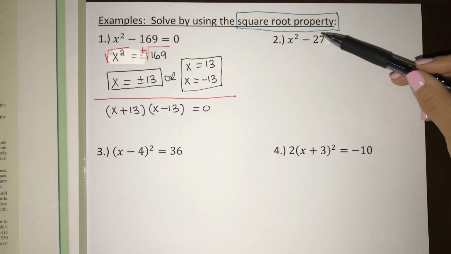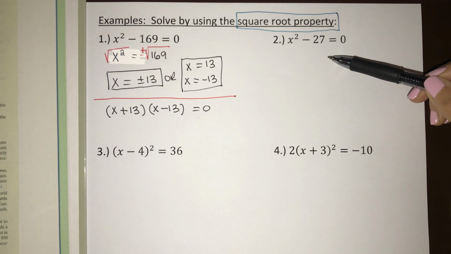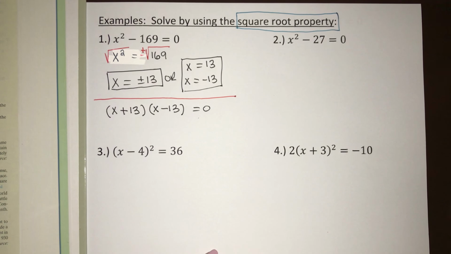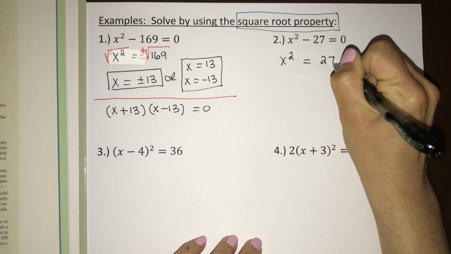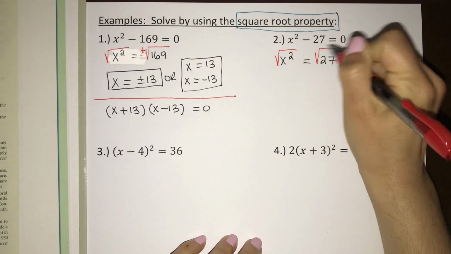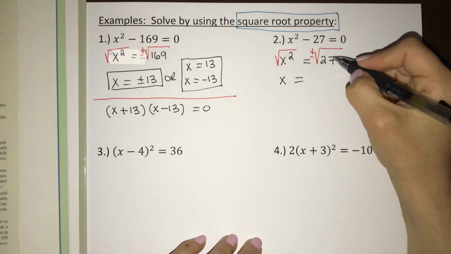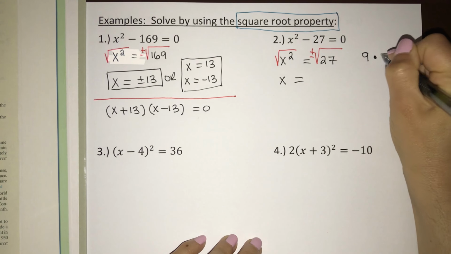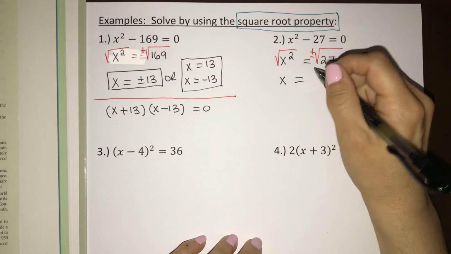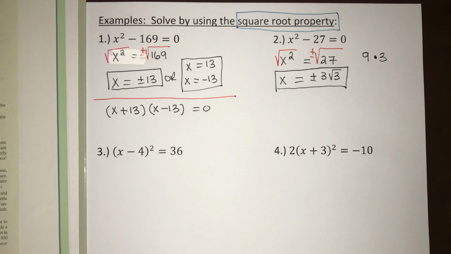The second example, 27 is not a perfect square, so we cannot factor this as a difference of two squares, which means that we should use the square root property. And we follow the same steps. Isolate x squared, add 27 to both sides. And then we do the same thing: square root both sides, but remember there will be two solutions, so we need to include plus minus. And this is not a perfect square, but I can simplify this. Remember that 27 is 9 times 3. We could take the square root of 9, right? So we're going to write plus or minus 3 square root of 3. And this is fine as a solution, or you can separate the two answers.